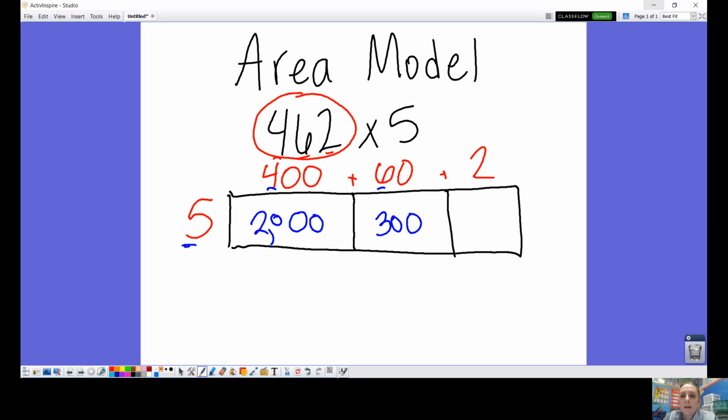You move to your ones box. 2 times 5. What is 2 times 5? There's no zeros to work with right now. 2 times 5 is just, good, 10. So I write 10. Now who remembers what our next step is? Good. We're going to take the numbers now in each one of our boxes, and we're going to stack them and we're going to add them.